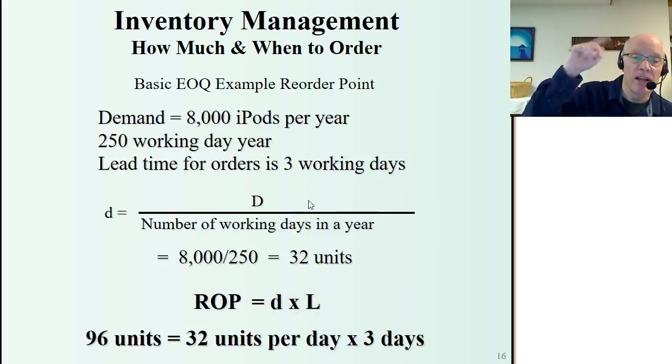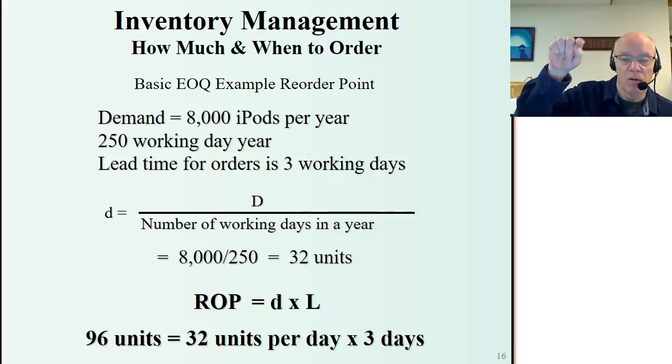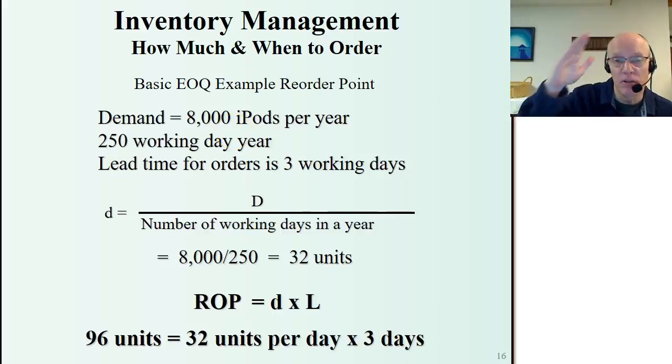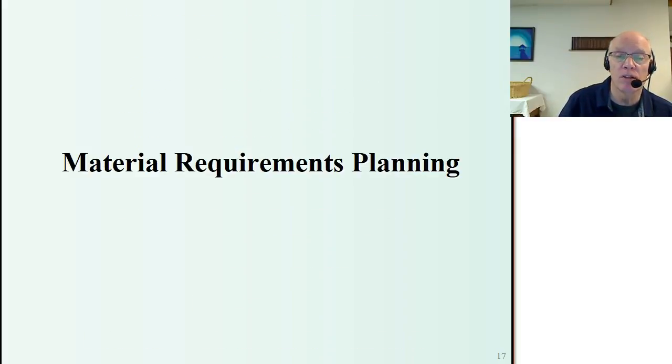So I have to make sure I have 96 parts in stock, because over 3 days before my next shipment gets there, I'll run out of material. So I'm assuming that everything is perfect. And that's the problem with this. This assumes everything is perfect. My vendor is perfect. My order process is perfect. They're going to deliver when they say they are. The quantity they deliver is going to be accurate. 100% of the material I receive is going to be good quality. There will be no rejects. But that's all the equations.